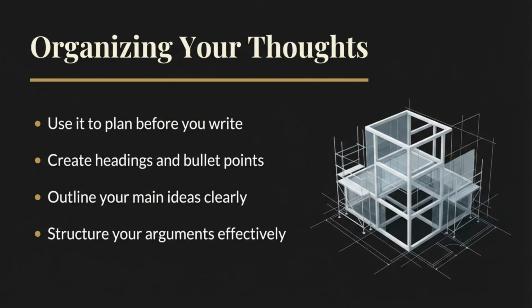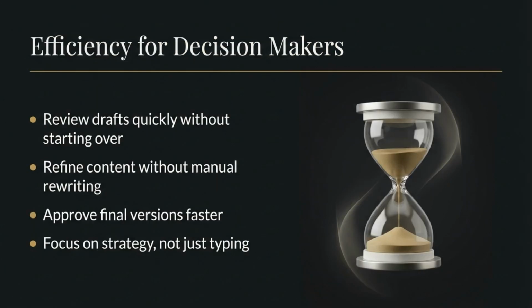You can also use Canvas for organizing your thoughts. Use it to plan before you write, create headings and bullet points, outline main ideas clearly, and structure your arguments effectively. Canvas offers efficiency for decision makers. You can review drafts quickly without starting over and refine content without manual rewriting. This allows you to approve final versions faster and focus on strategy.